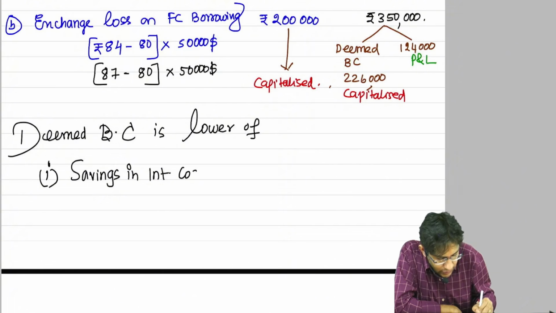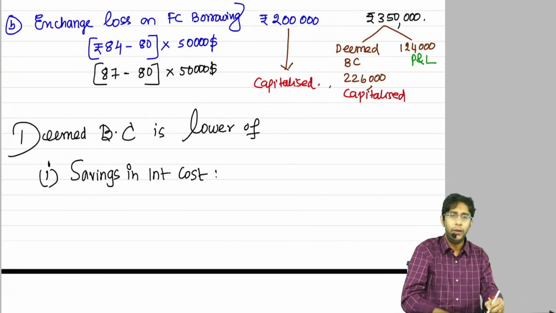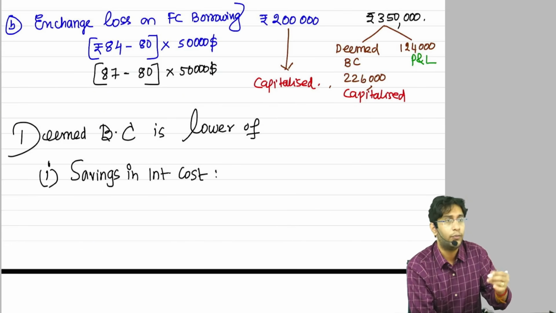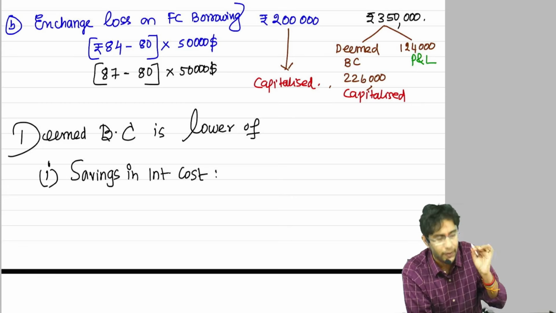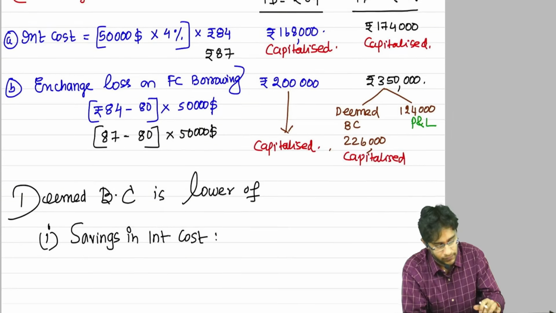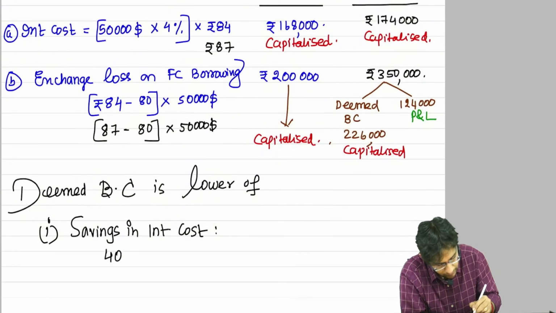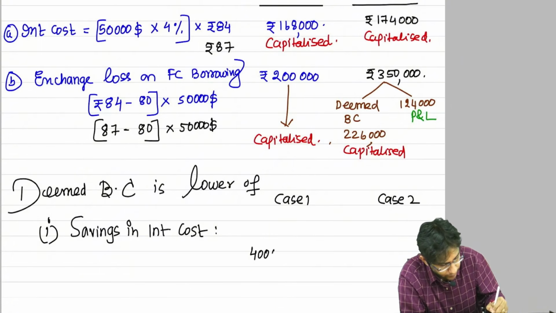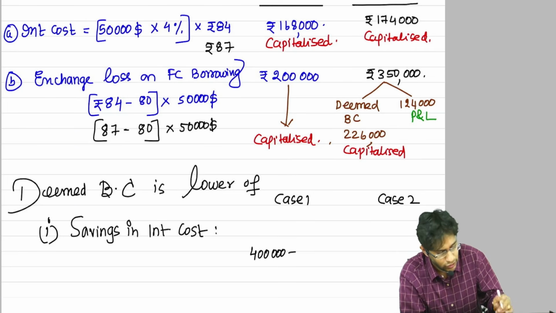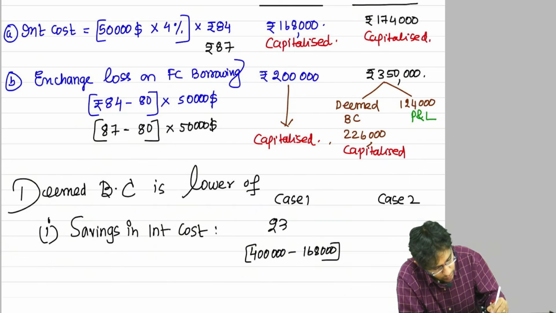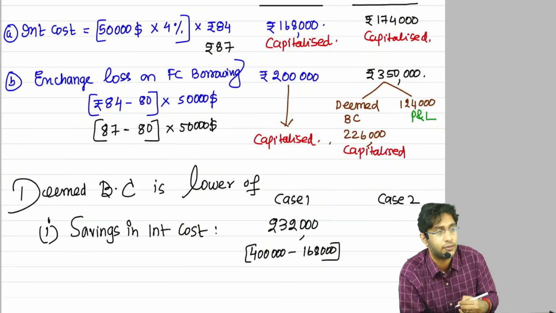Savings in interest cost. You went abroad and borrowed, why? What's the reason for that? Cheaper borrowing, correct? By how much did you save? Had I borrowed in India, both cases I will do. Case 1, case 2. Had you borrowed in India, 4 lakhs cost. Because you are borrowing outside, it cost you 1,68,000. So how much saving did you make? 2 lakh 32,000. Case 1.